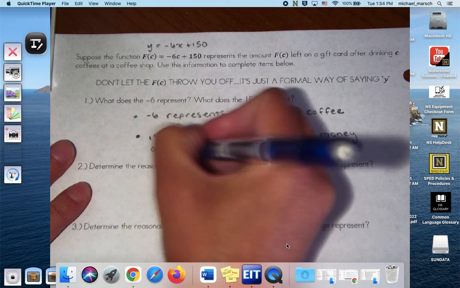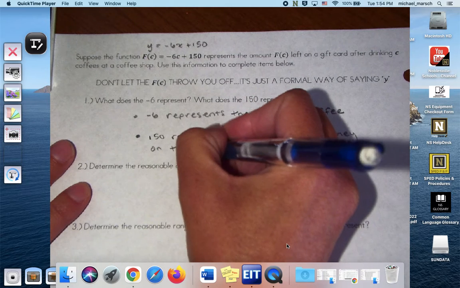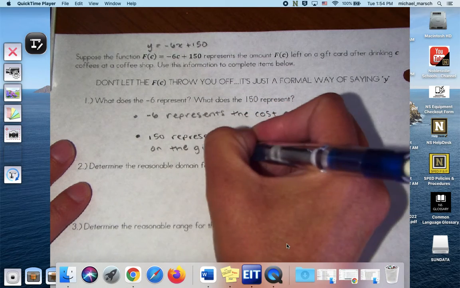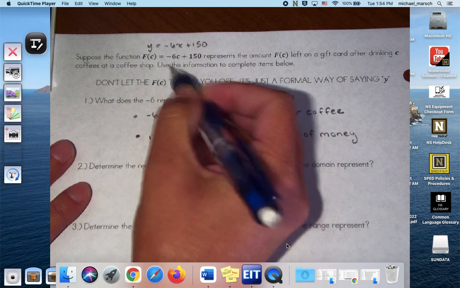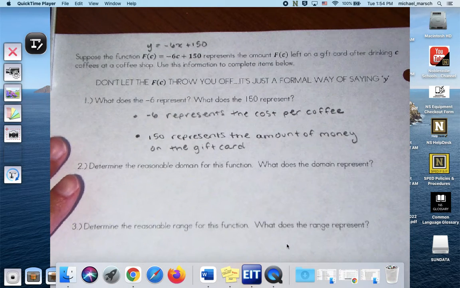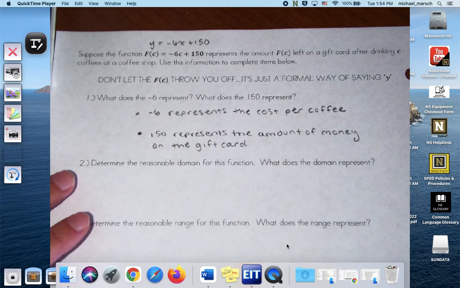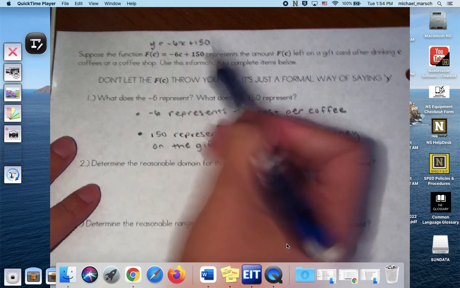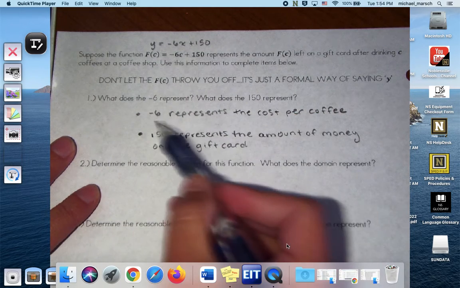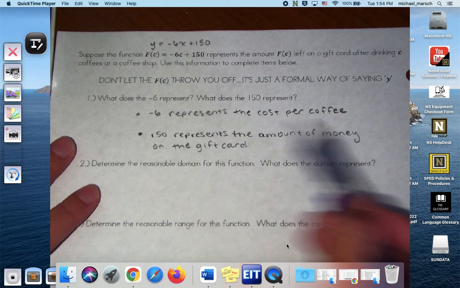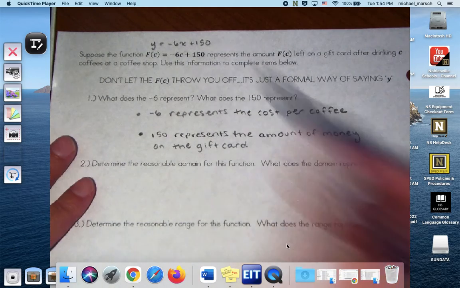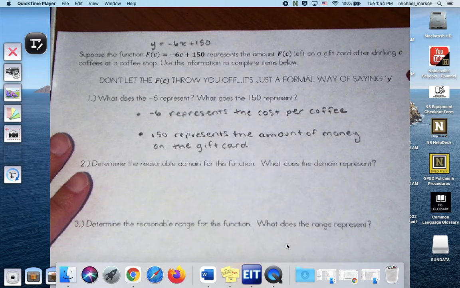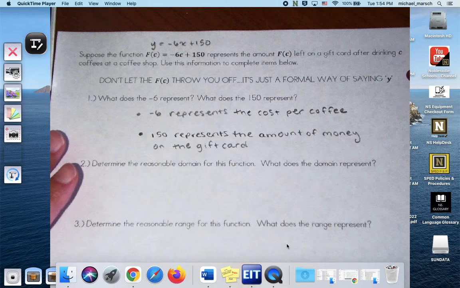Why would the coffee cost negative though? What it's showing us is that it subtracts $6 from the gift card every coffee that you get. So I'm just wondering, would a different way of writing it be like 6x minus 1? It's kind of the same thing. So you start out with a positive 150. The negative 6 represents the cost per coffee that's taken off your gift card. You're losing $6 every time.